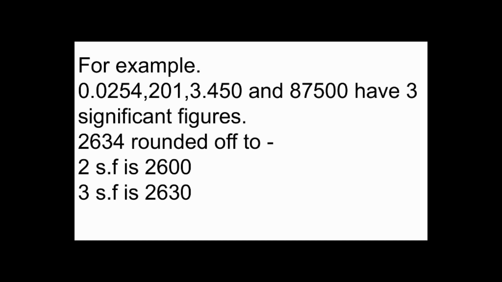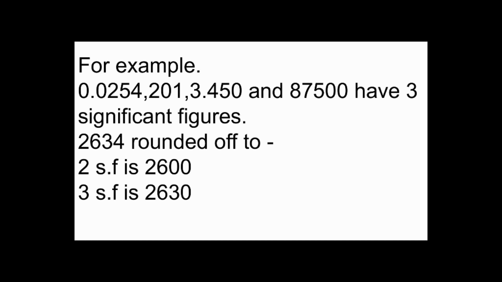Now, let's look at 2634. We round it off to 2 significant figures. What is it going to be? You just pick the first 2 digits. Check whether the third one can round up the second, of which it's a 3. It cannot. So we just replace the other two numbers with zeros. So we just have 2 6, then 2 zeros.